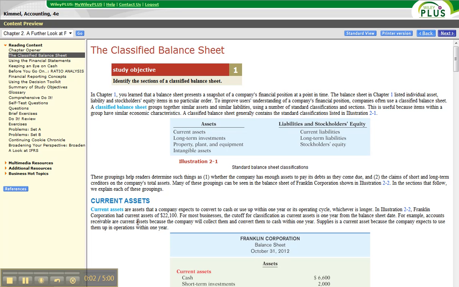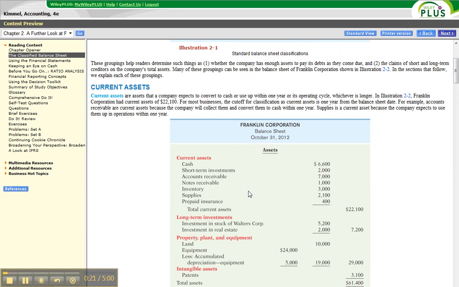In Chapter 2, we take a lot closer look at the balance sheet. In study objective 1, we identify how the balance sheet is classified. So they'll discuss what makes up assets and liabilities and equity to some extent. And we start by going through current assets.